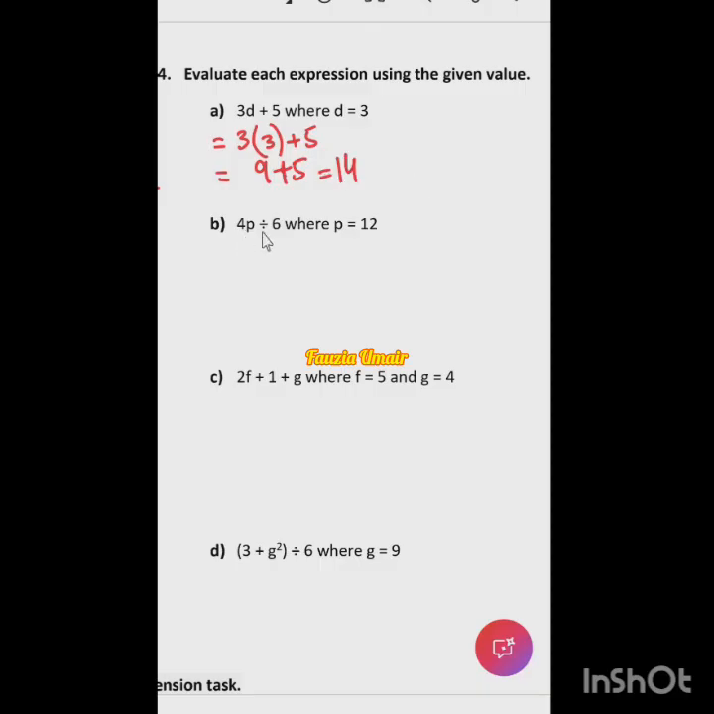Now 4p divided by 6, what is the operation between 4 and p? Multiplication. That's right, multiply, then divided by 6. Now what? Ma'am, now we'll multiply 4 with 12, which is 48. 48 divided by 6. 6 eights are 48, right? So the answer is 8.